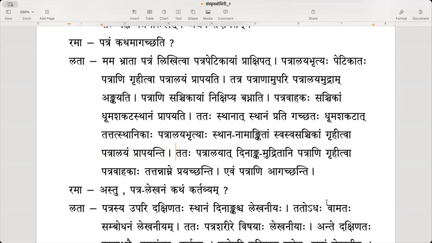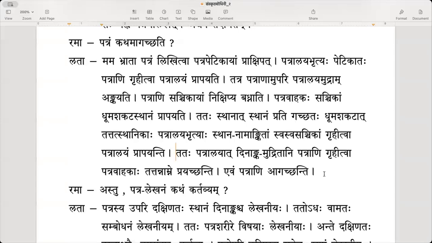So when you're translating, I understand that prapayati is to make, to do it, but when you translate into English, it's "deliver". Deliver, to say, or you have to deliver. Yes. Okay. Tataha patralayat dinanka mudrani tani patrani. Mudritani patrani grihitva patravahakaha tatanname namne prayachanti. So tataha, then from the post office.